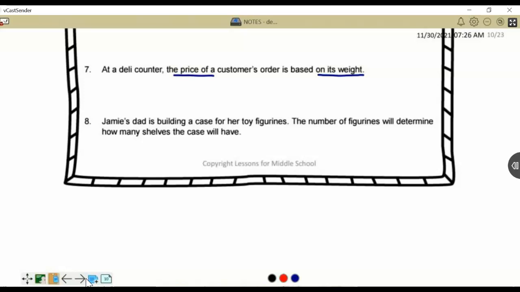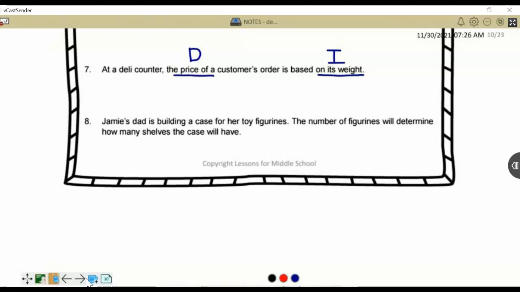So if you said that the price depends on the weight, you're correct. The dependent variable is the price, the weight is the independent variable. The amount of ham or whatever it is you're buying can weigh whatever. The person behind the counter will weigh it and then determine what the price is based on that weight.